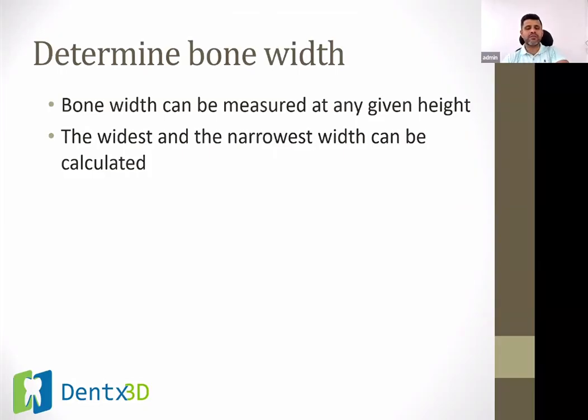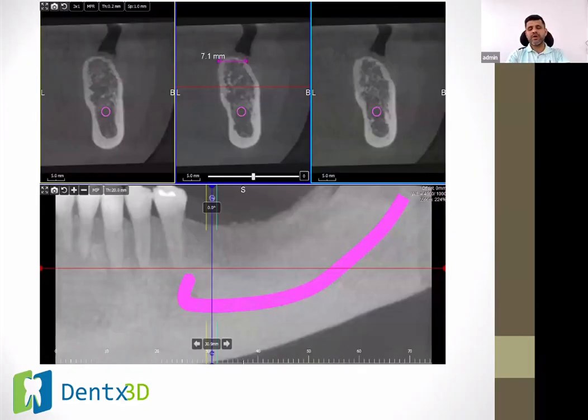Similarly, in the same fashion, we can measure the alveolar width or the bone width as well. So the widest and the narrowest width can be measured. For example, this is the width at the crest. In some cases, the width is narrow at the crest and wide below. So what we can do is measure how far apical the wider part is, and then measure at the wider part.